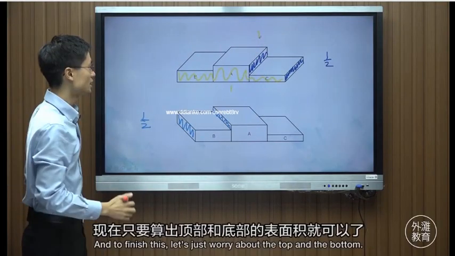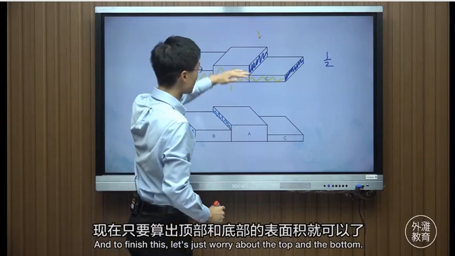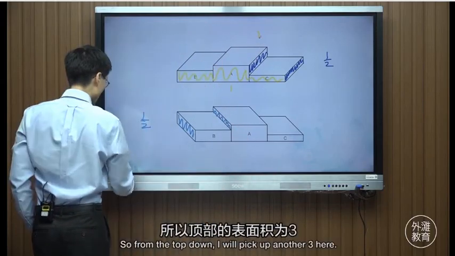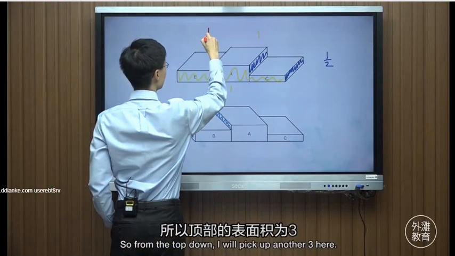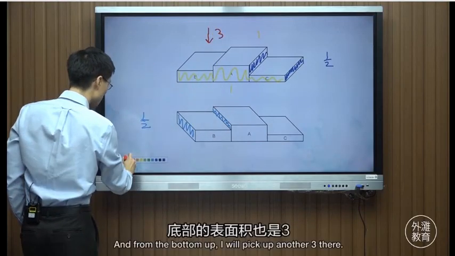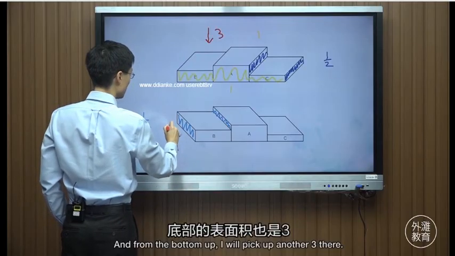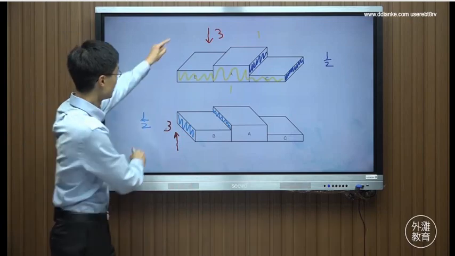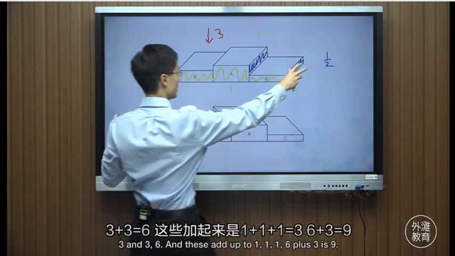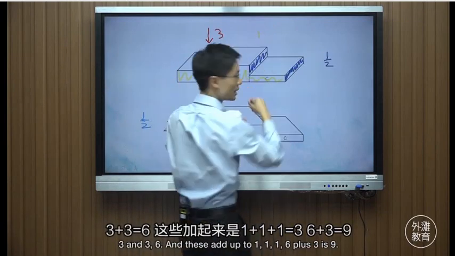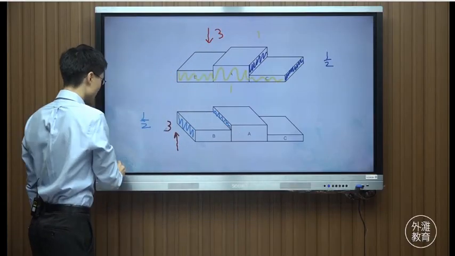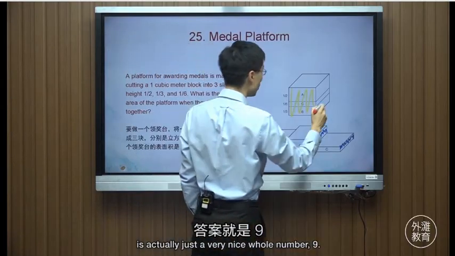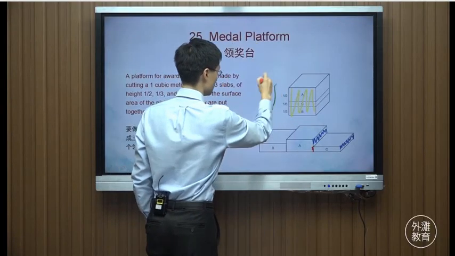And to finish this, let's just worry about the top and the bottom. Each of these was 1 by 1, so from the top down, I will pick up another 3 here, and from the bottom up, I will pick up another 3 there. So now I just need to add together all these numbers. 3 and 3 is 6, and these add up to 1, 1, 1. 6 plus 3 is 9. And so the answer to this entire question is actually just a very nice whole number, 9.